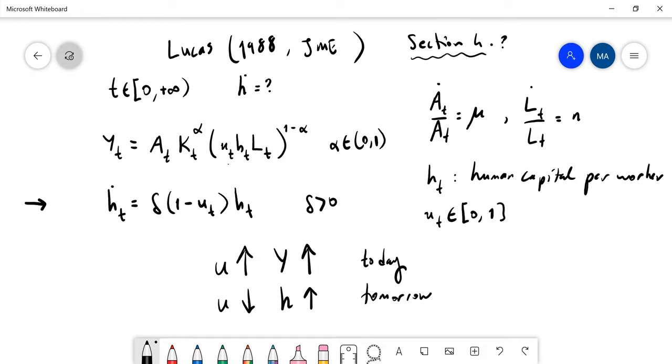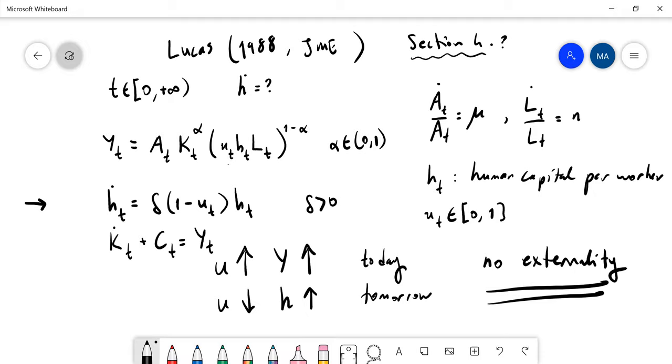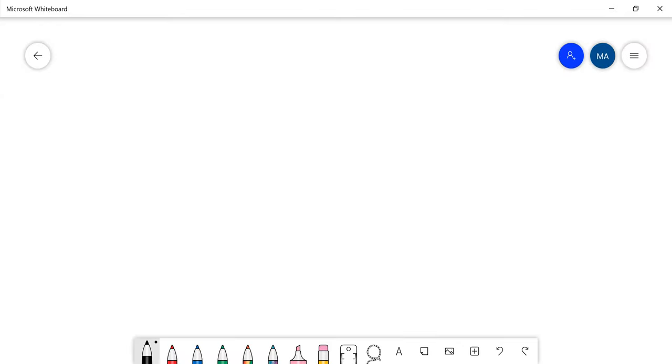And then K is, of course, the other state variable, so there's K dot. Consumption must be equal to output. Now, this is the version where there is no externality. If we want to introduce the externality, we write the production function in this way.